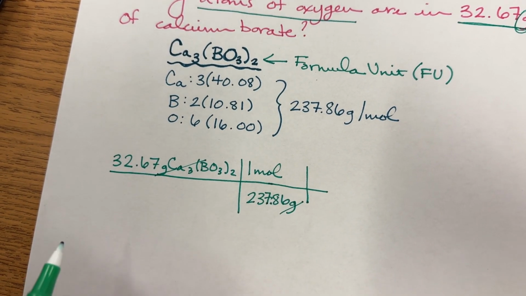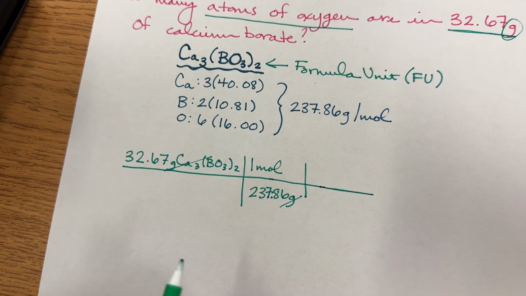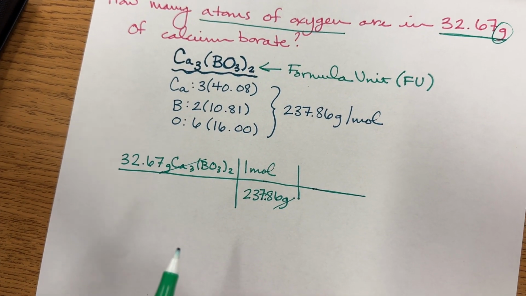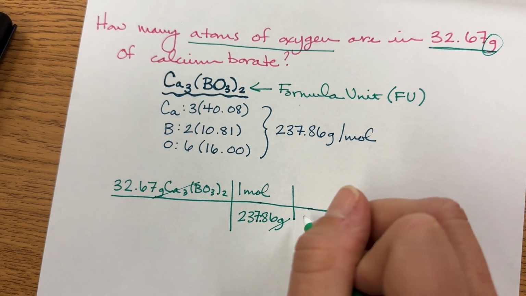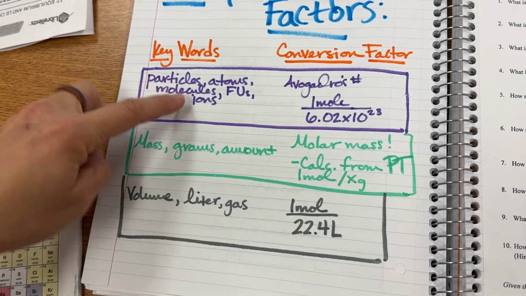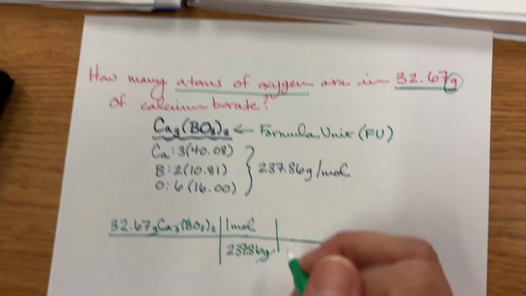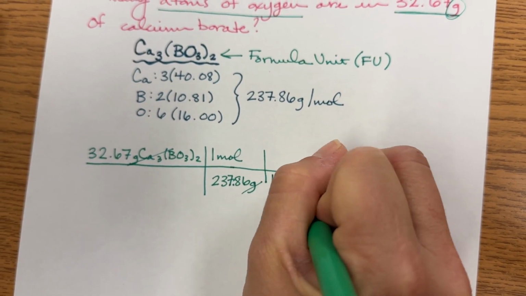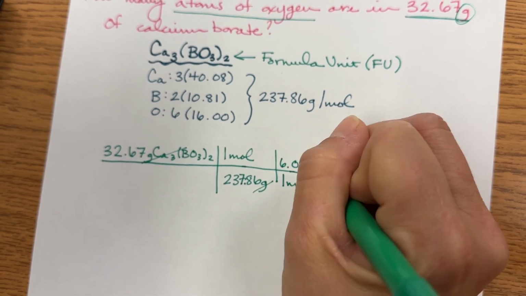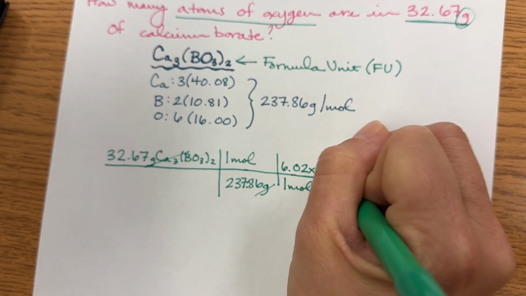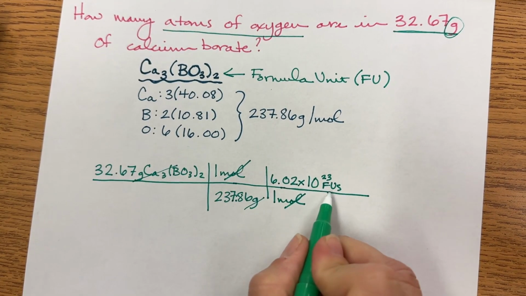Now we're at moles. Okay, so now I need to go from moles to formula units because I can't get to atoms of oxygen until I figure out how many formula units I have. So according to Avogadro's number, remember that keyword right here, particles, atoms, molecules, formula units, I've got to use Avogadro's number, okay? So for every 1 mole of anything, in this case formula units, I'm going to have 6.02 times 10 to the 23rd formula units. Okay, so now my moles will cancel, and now I'm at formula units.